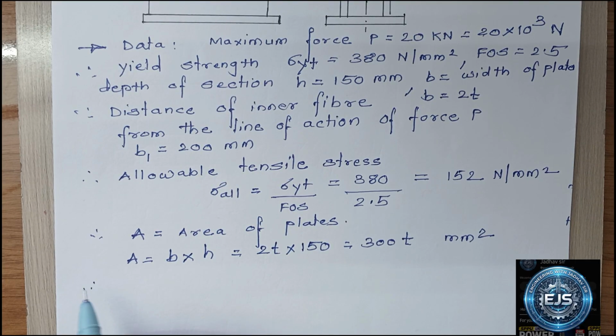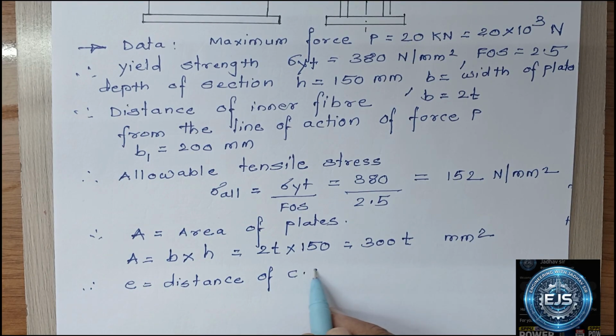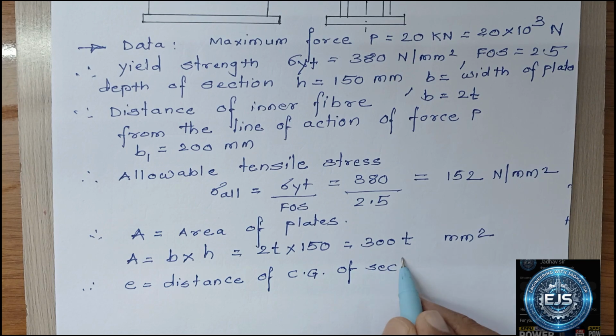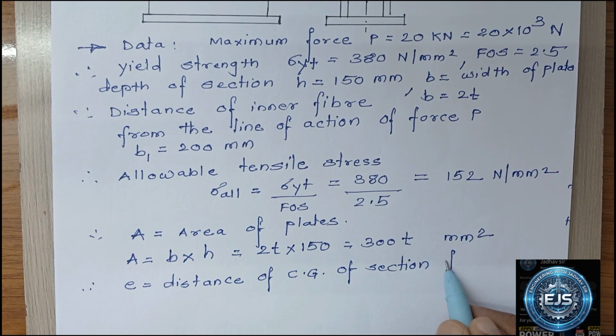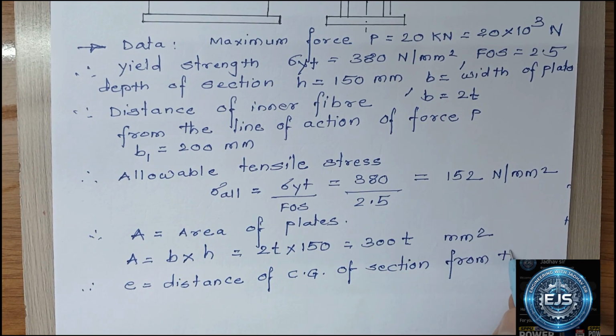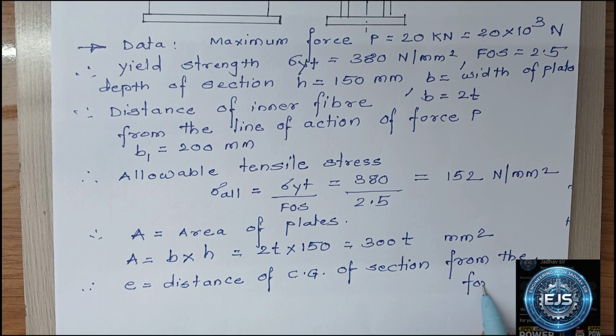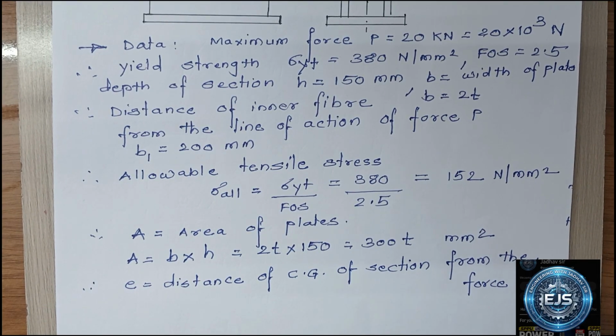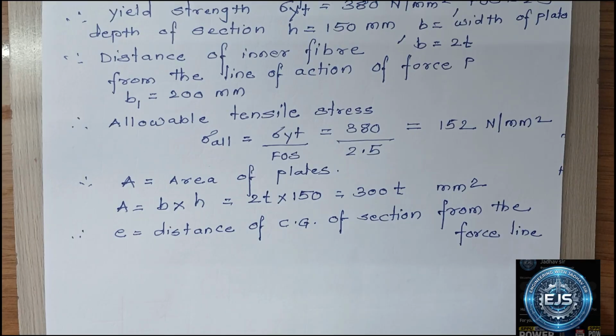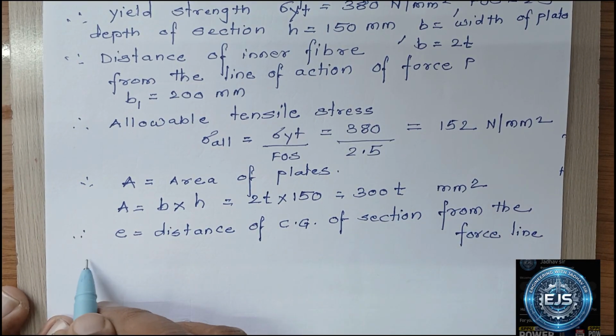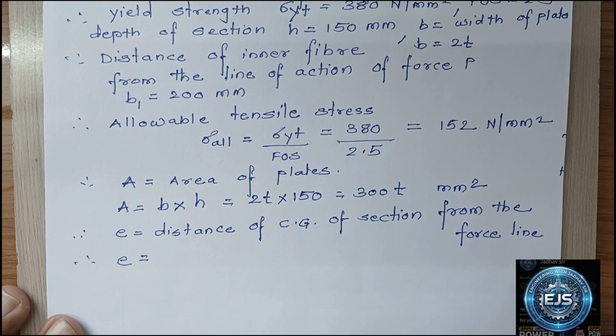Then eccentricity E is nothing but the distance of the centroidal axis or CG of this section from the line of action of the force P, or from the force line. We'll call it a force line. So E is nothing but the distance of the CG of the section from the force line, and that eccentricity we can calculate.